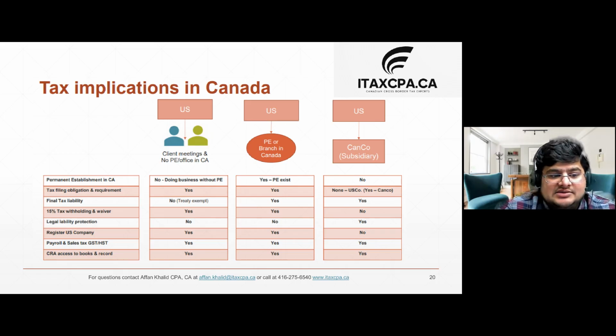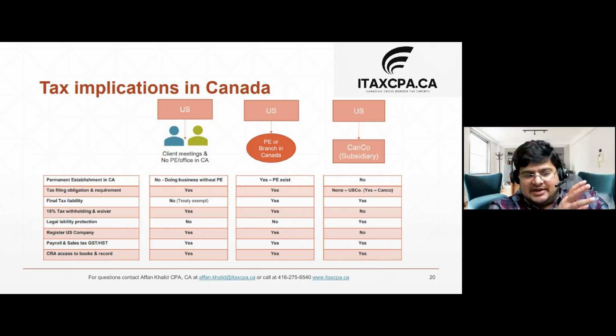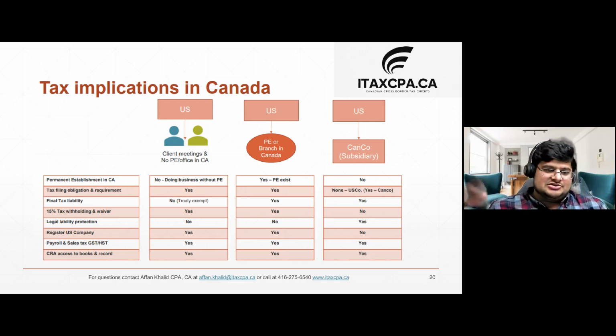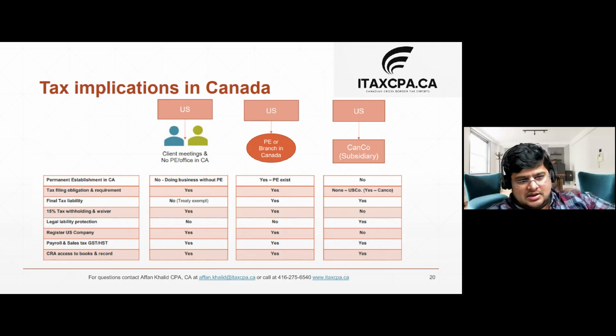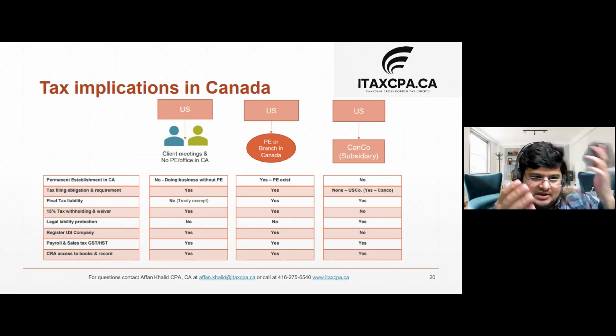And then if you have a Canadian subsidiary, of course it simplifies a lot of things for the US parent company. The US company is out of the tax net, but the Canadian subsidiary will have to file the taxes, GST, HST, everything. All the tax responsibilities are shifted to the Canadian subsidiary, unless the US company itself has any cross-border activity, meaning they are sending US resources to do jobs in Canada, which is separate. Otherwise, if it's only a parent subsidiary relationship, then the US company has no tax obligations. Everything is shifted to the Canadian subsidiary.